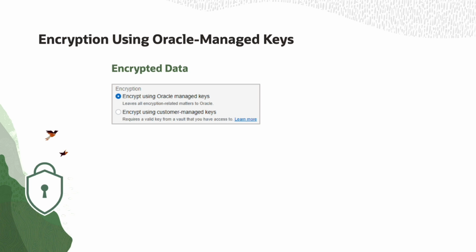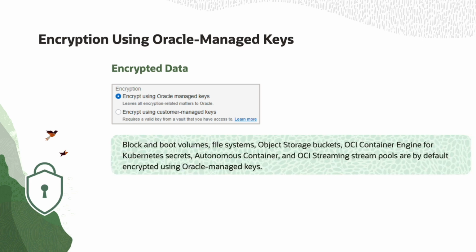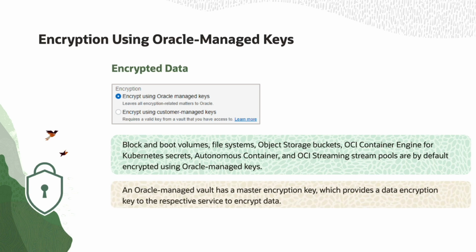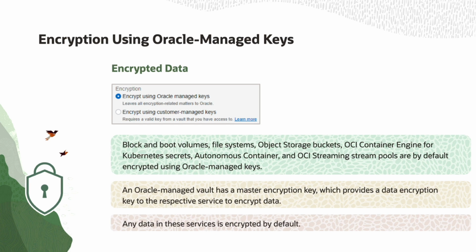What are some of the commonly used data resources that will require such a decision? These would be things such as a block, a boot volume, file systems, object storage, the container engine for Kubernetes secrets, autonomous container databases, OCI streaming pools, and much more. An Oracle Managed Vault has a master encryption key which provides a data encryption key to the respective service to encrypt the data. Thus, any data in the service is encrypted by default.